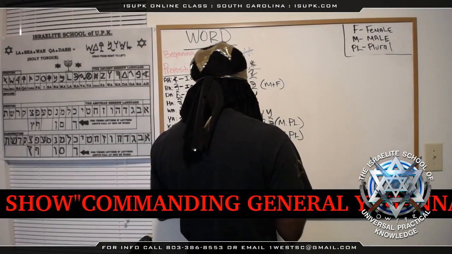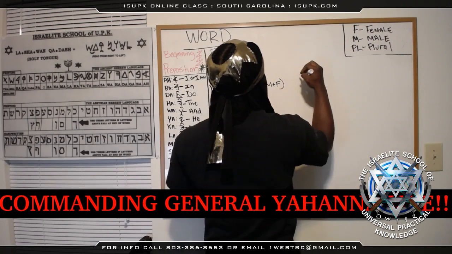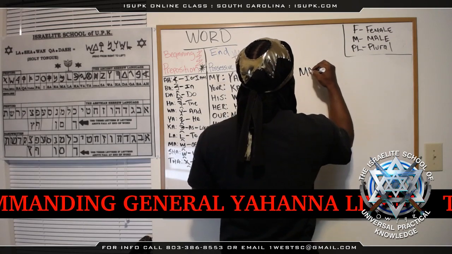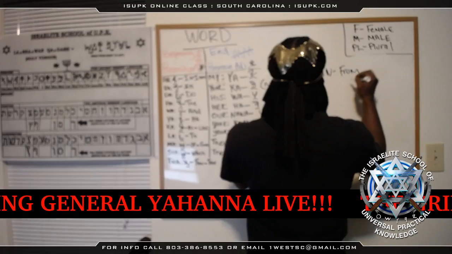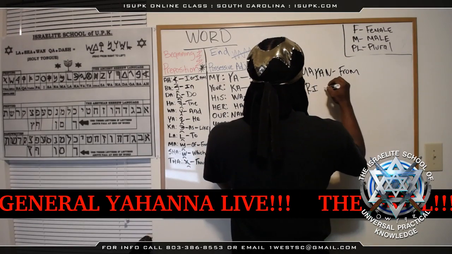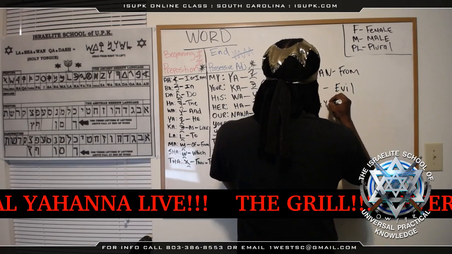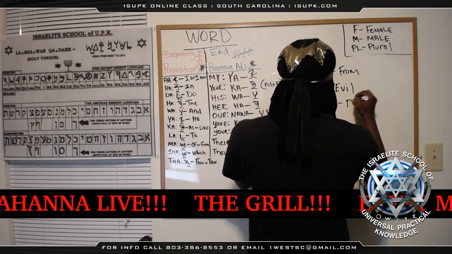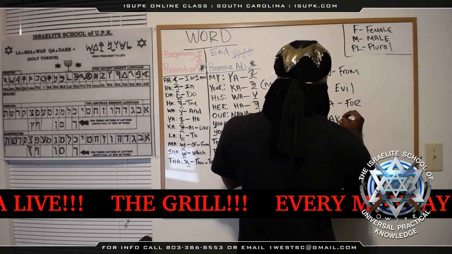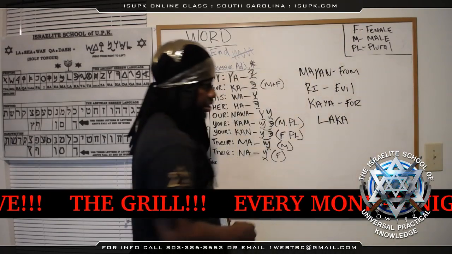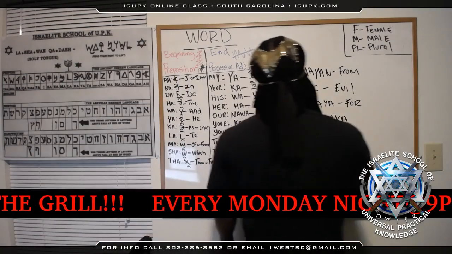So it says, deliver us Mayan is from, Rai is evil, Kaya is for, and then we have La Ka, which is a combination right there. A combination of words, so we have la and ka.